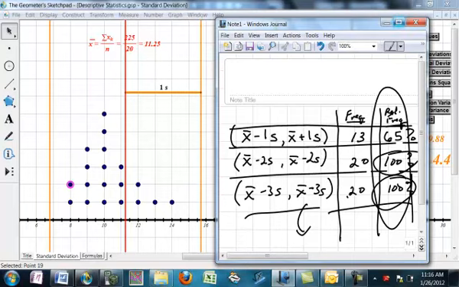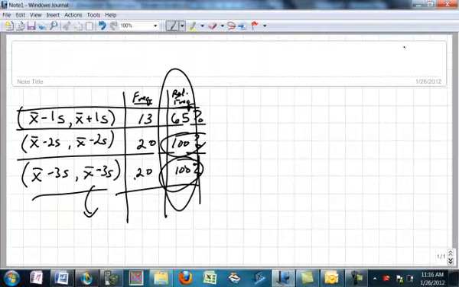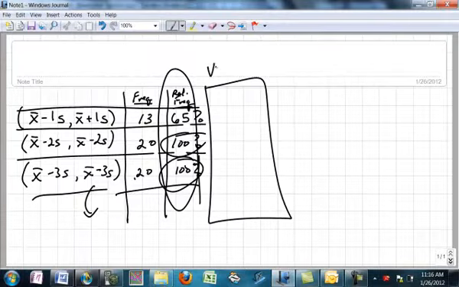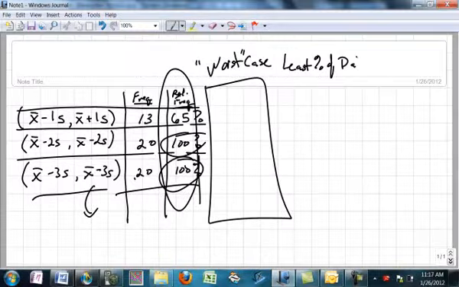And it turns out there is a worst case scenario. And the worst case scenario is basically, I'll show you what they are right here in just a minute. This is going to be the worst case. In other words, worst meaning the least percentage of data in the interval.